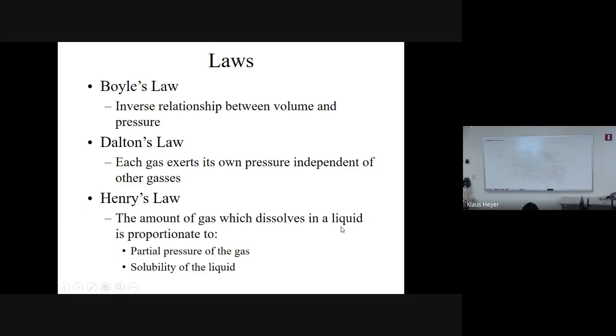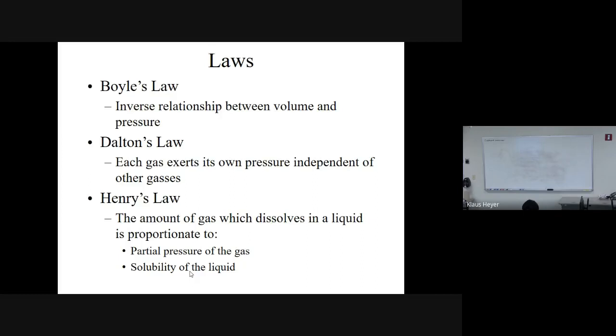So the amount of gas that dissolves in a liquid really means the amount of oxygen that's going to dissolve in blood. And that depends on the pressure of the gas. So the more pressure of oxygen, the more will go into your blood. And then, how soluble is your blood? Really, that means the hemoglobin, because the hemoglobin is carrying the oxygen. How set up is your hemoglobin for oxygen? Like, how much does your hemoglobin like oxygen? Call that affinity. So how much affinity does your hemoglobin have for oxygen? It depends on the pressure of oxygen, and then how much the hemoglobin likes the oxygen, how much it wants to hold on to it. That's Henry's law.